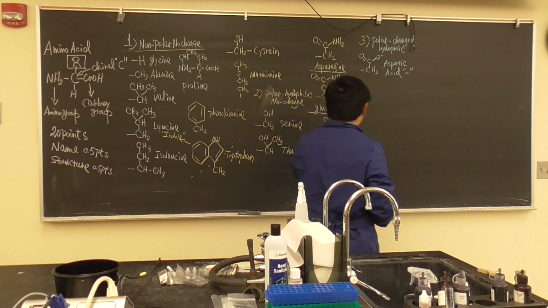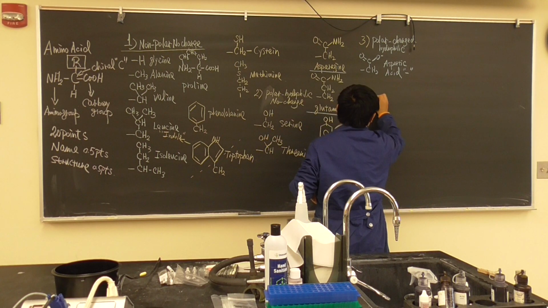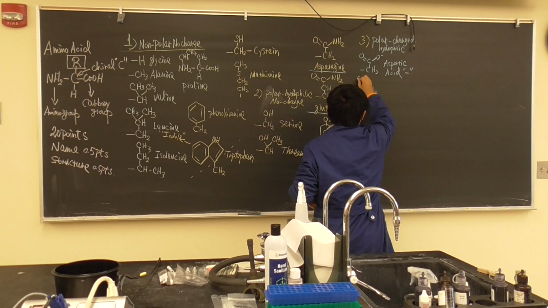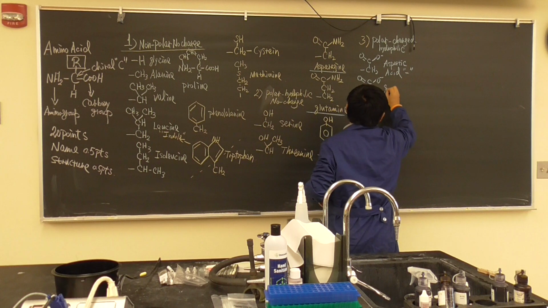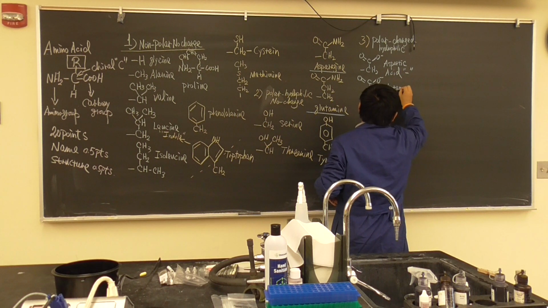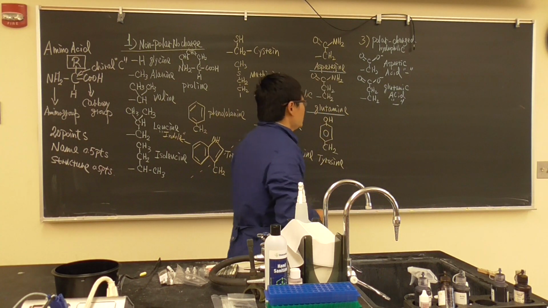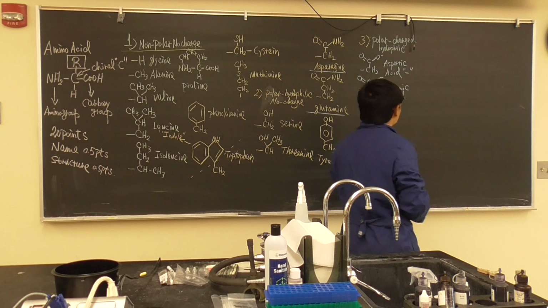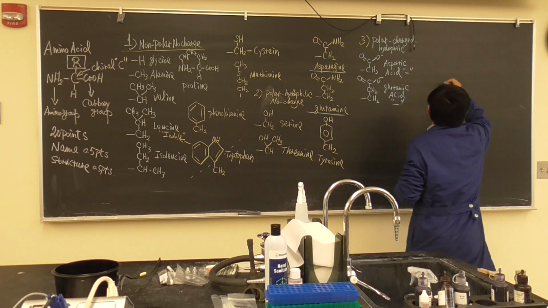So the next one is glutamine. You're also going to easily come out with two. CH2, this is glutamic acid. That's also negatively charged because it's an acid, okay? Then we go down for three basic ones. What are the three basic ones?